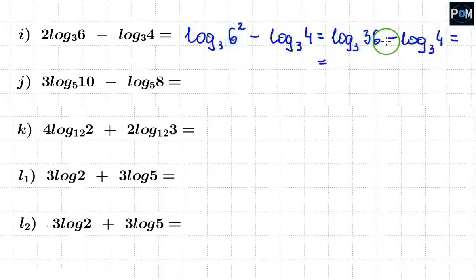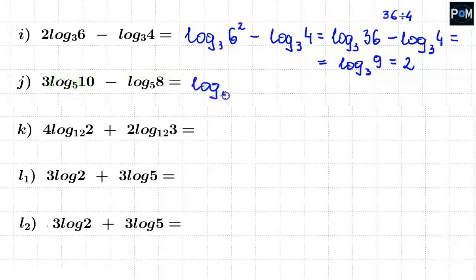Now we use the property that when we subtract logs of the same bases, the numbers being logarithmized, 36 and 4, we need to divide, so we will get a log base of 3, and here we will enter the result of dividing 36 by 4, which is 9. And finally, the result of the log will be 2, because 3 to the second power gives us the result 9. In example J, we act identically.